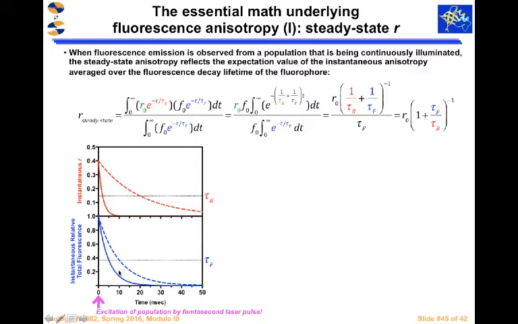The solid and the dotted line here are supposed to show fluorophores with two different lifetimes. We're going to talk about lifetime quantitatively later, but the lifetime is defined as the time it takes the fluorescence to decay to 1 over e of its original value. We'll worry about the math later on. So this is a fluorophore with a shorter lifetime. This is a fluorophore with a longer lifetime.